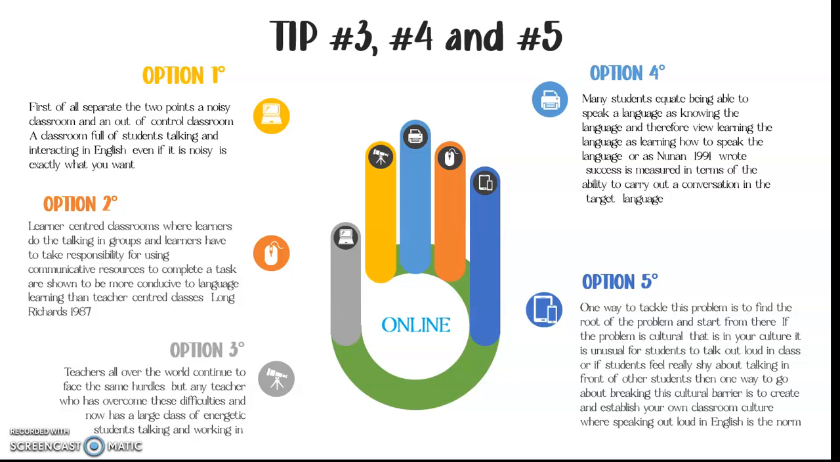Option 4, many students equate being able to speak a language with knowing the language, and therefore view learning the language as learning how to speak the language. Option 5, one way to tackle this problem is to find the root of the problem and start from there. If the problem is cultural, that is, in your culture it is unusual for students to talk out loud in class, or if the students feel really shy about talking in front of other students.